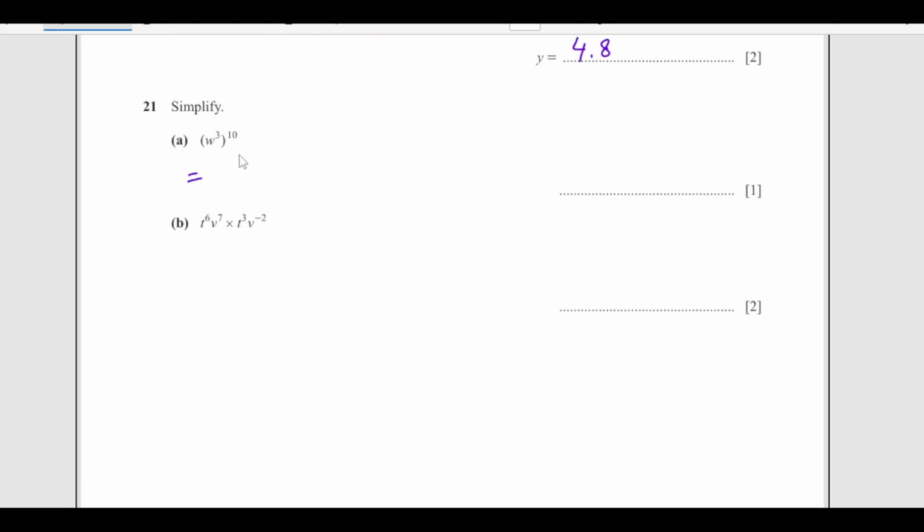Now, simplify this. So, you know that the formula is a power m. When there is a power outside, then it multiplies m times n, right. So, that is the formula of exponent. So, that we will use here 3 times 10, that is w power 30.